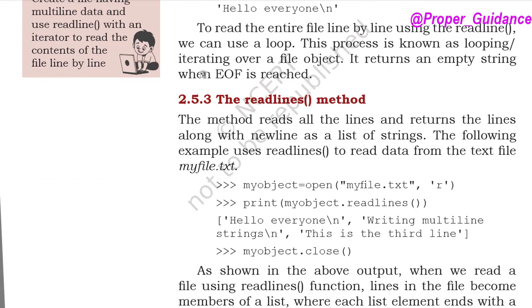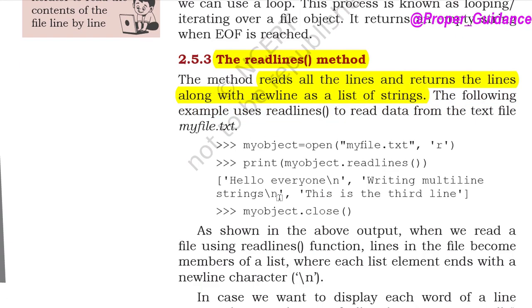And the readlines method. The readlines method reads all the lines and returns the lines along with the newline character as a list of strings. The following example shows what actually happens. my_object = open("myfile.txt", "r"), print(my_object.readlines()). The output is: Hello everyone, newline character, writing multiple strings. This is the third line. my_object.close().